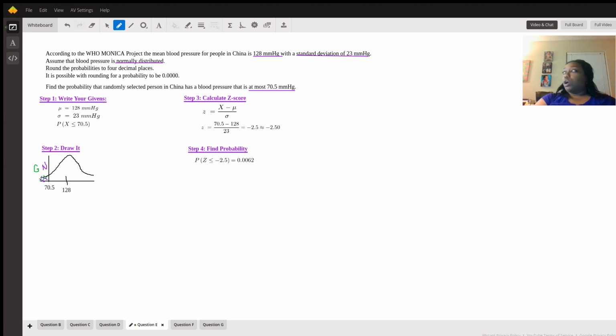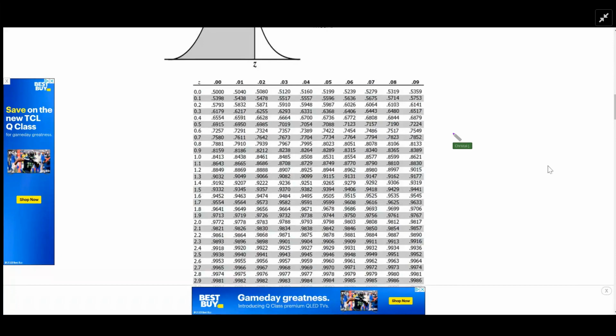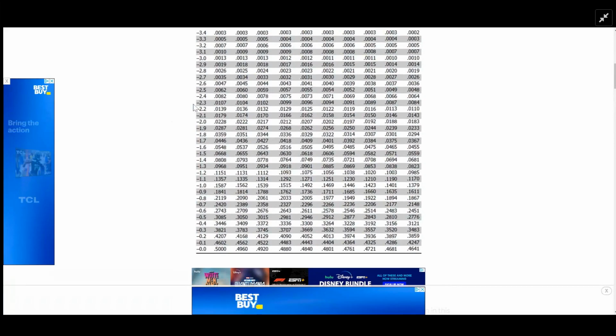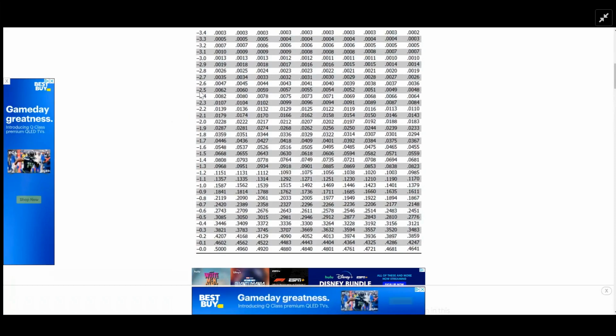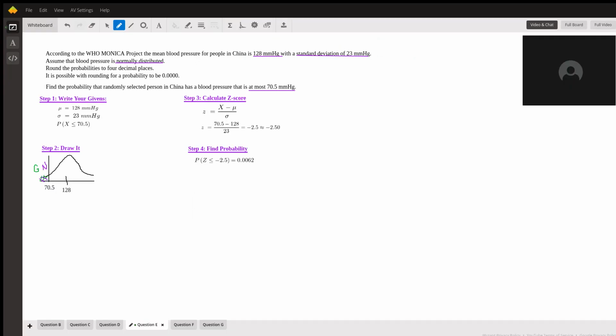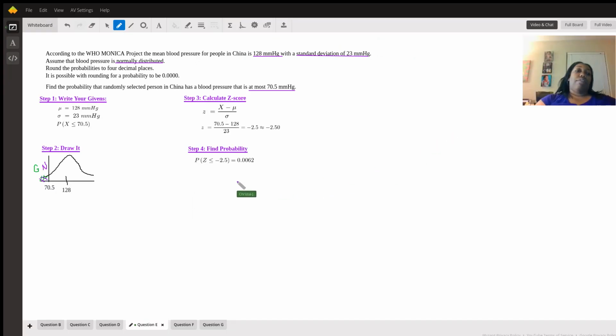So we're going to just mosey on over to the z-table chart and find that negative 2.5. So if we go to negative 2.5, again, our section is that negative. Our row is negative 2.5. And then our column would be that 0.00. So that gives us a score of 0.0062. Okay. So the probability of us having an X, or blood pressure, that is at most 70.5 is at or around 0.0062.